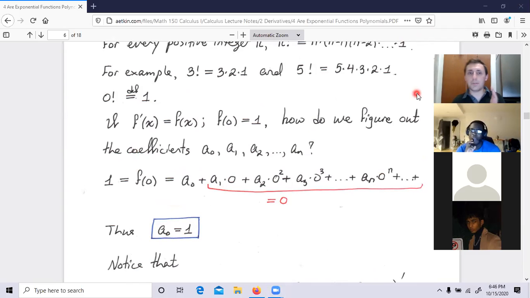Watch it carefully, guys. I'm showing you the magic here, right? It's a very, very important idea. If you ever do anything with mathematics, make sure you get this idea.